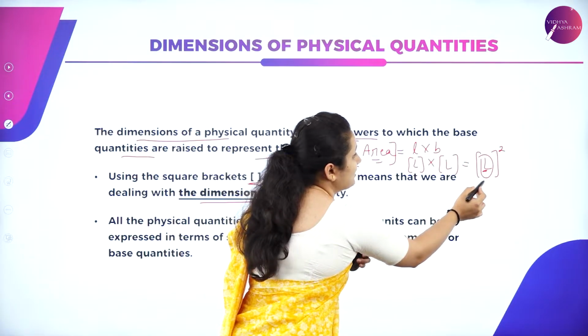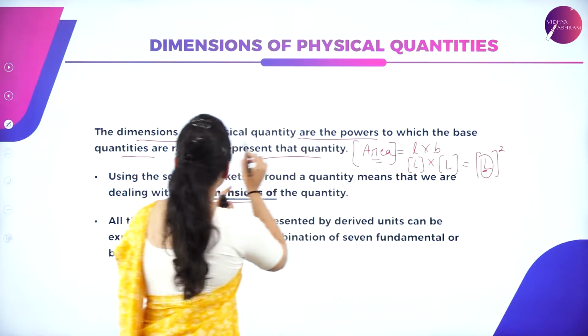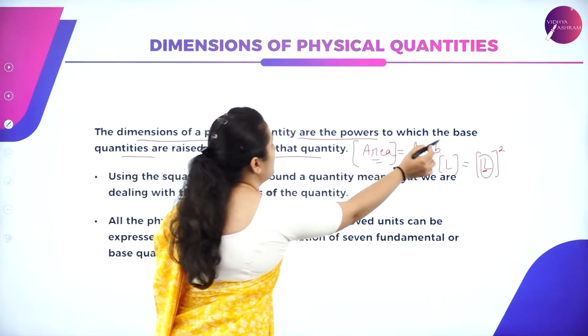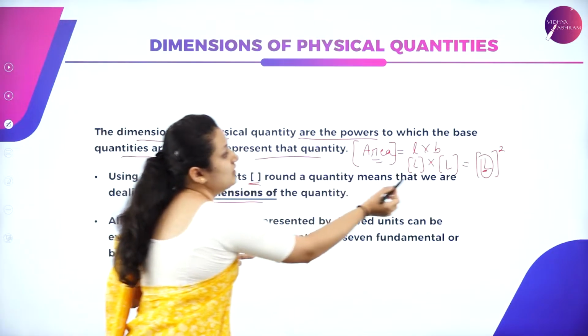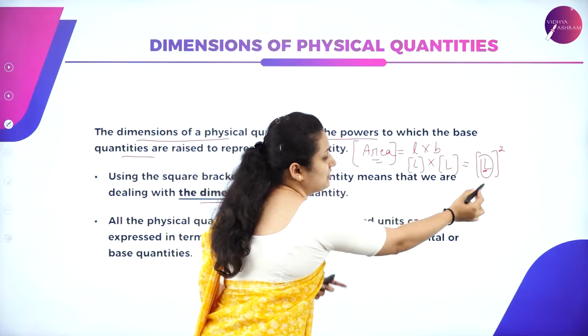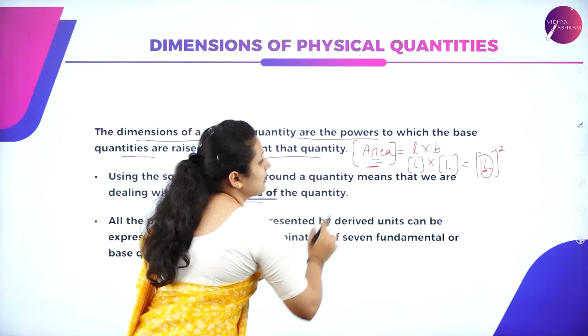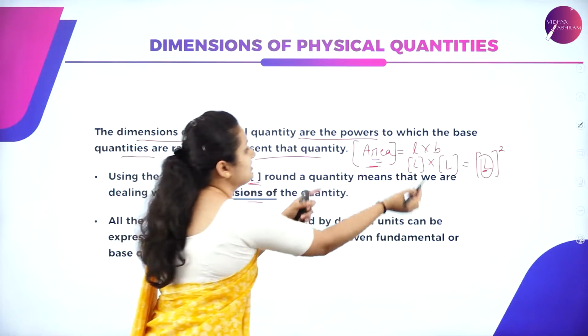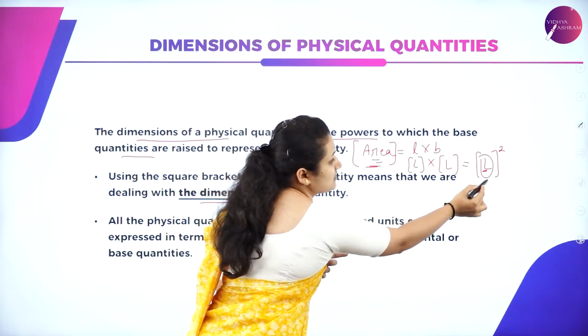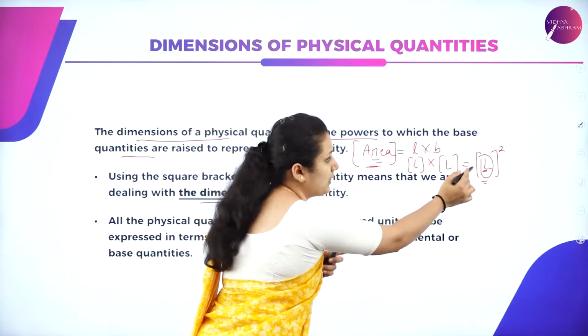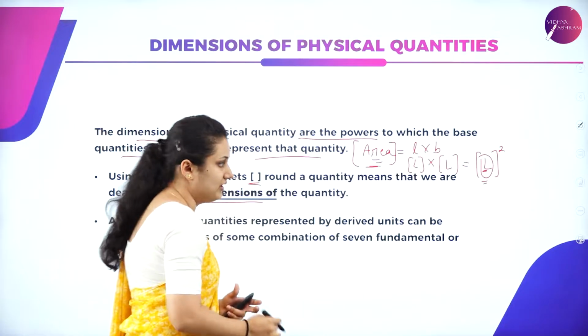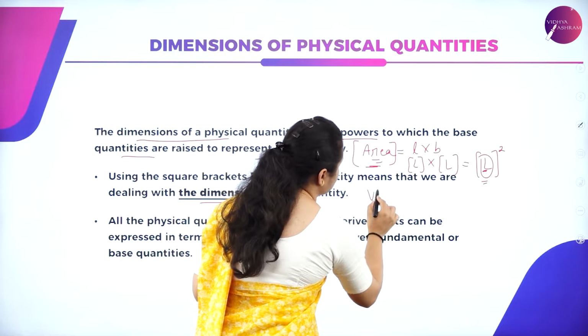So the fundamental or base quantities are raised to a power to represent the dimension of the quantity. To represent this quantity, length, that is the fundamental quantity or the base quantity, is raised to a power. Or take the example of volume.